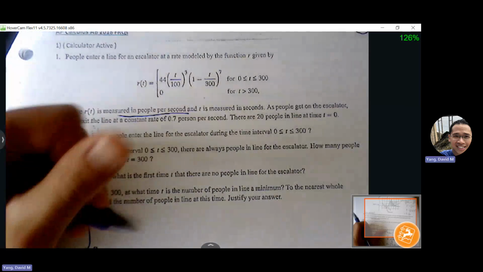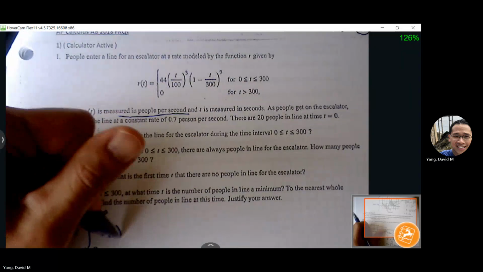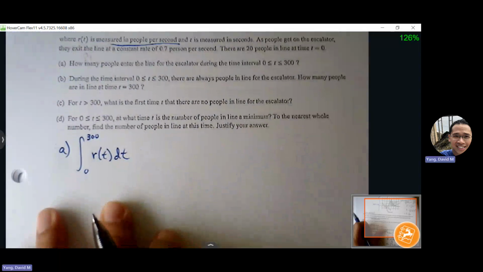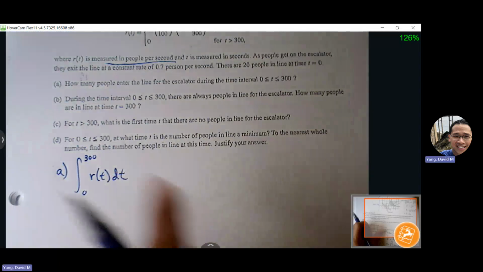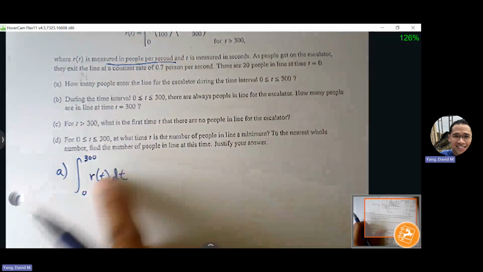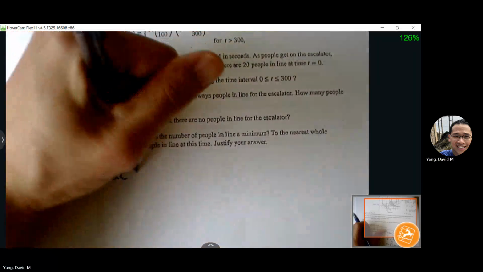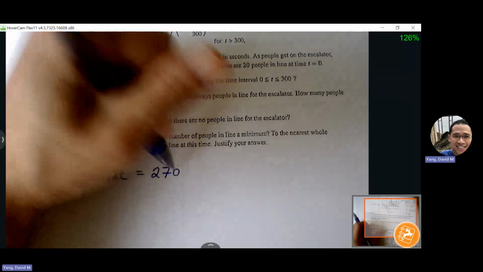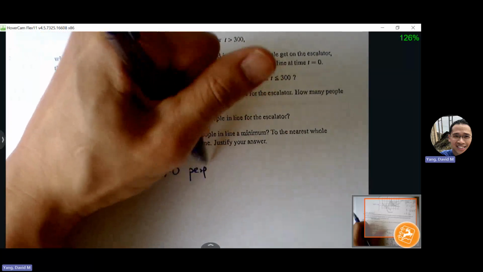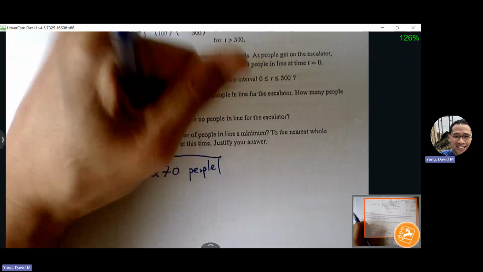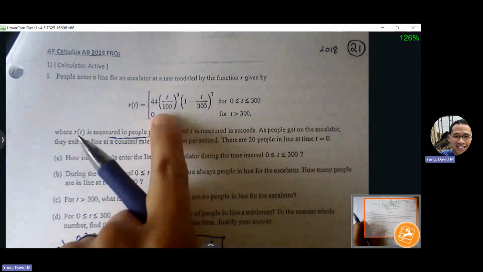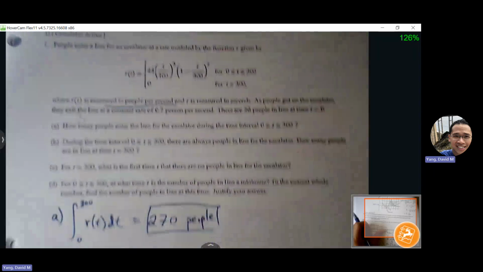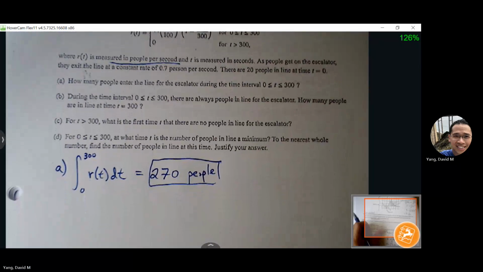So part A, just take the integral from 0 to 300, between 0 and 300 seconds. You can write out the full expression, or you can just say R of t, dt. Make the calculator do the work for you. Make sure that you use x instead of t in your calculator. This is not hard, but we do need to make sure that we're comfortable with our keystrokes in our calculator, being able to represent this in the proper form. So if we accumulate the number of people over that time period, we're going to get the number of people.